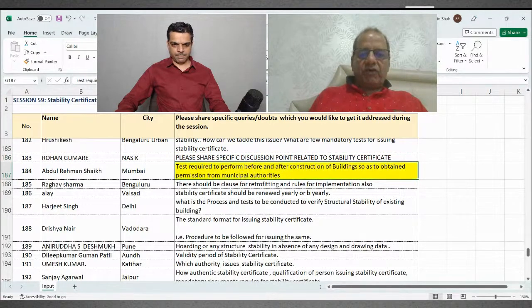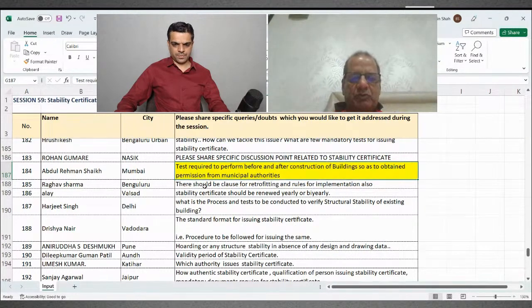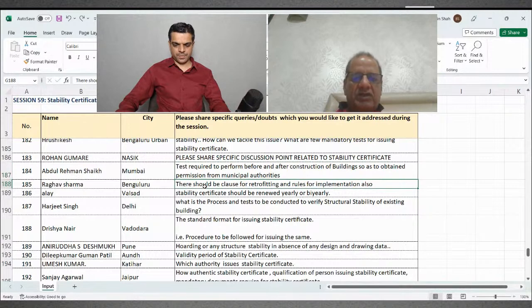What tests are required to be performed before and after construction of buildings to obtain permission from the municipal authority? For municipal authority permission, there is no specific set of tests to be done. Some municipal corporations might have specified, and those can be submitted. There may be a water test, there may be a cube test, and all those things. Simple. They do not really mean the structural stability. They're just doing the formalities.